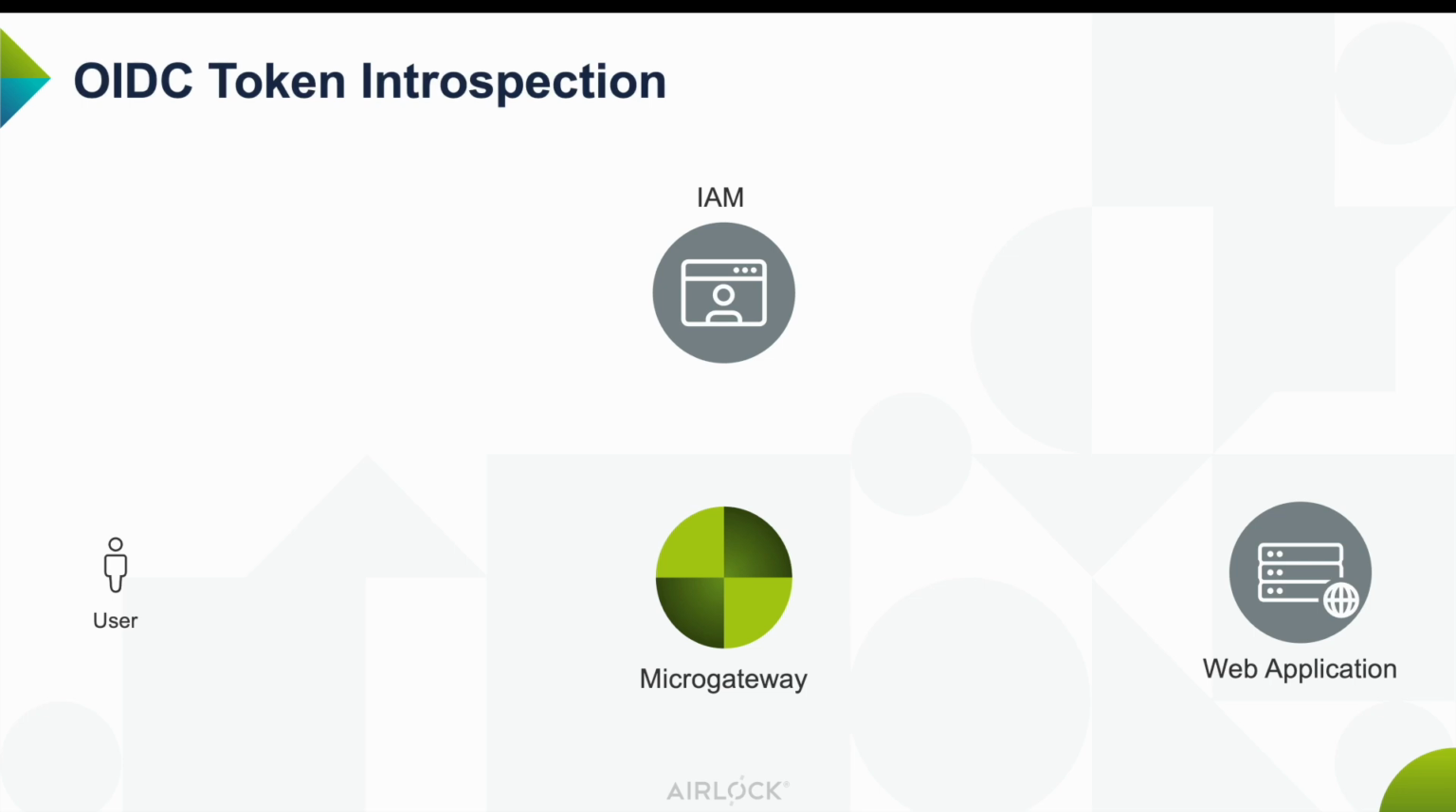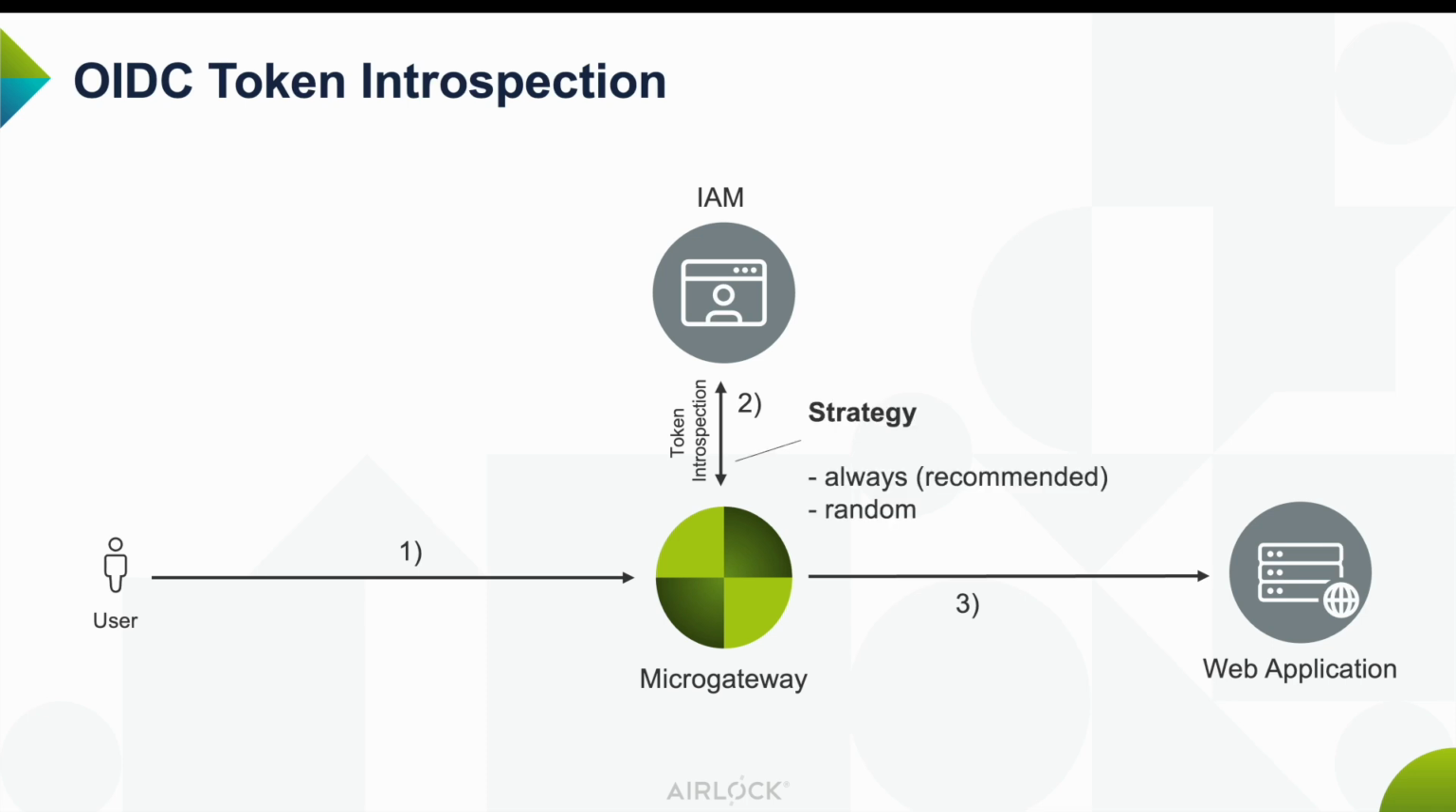OIDC token introspection comes into play for every subsequent request after the sign-in process. The user wants to access a certain resource on the web application and sends a request. With token introspection enabled, Microgateway checks whether the OIDC token has been revoked in the meantime. This is achieved by requesting the introspection endpoint of the IAM. In case that the OIDC token is still valid, the token is forwarded to the web application.